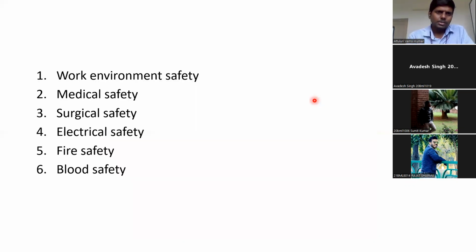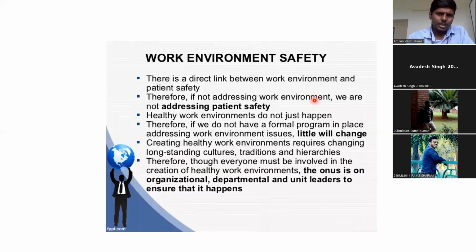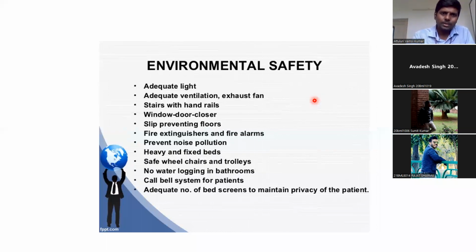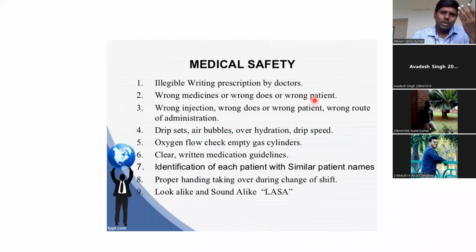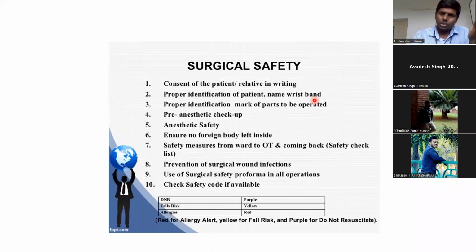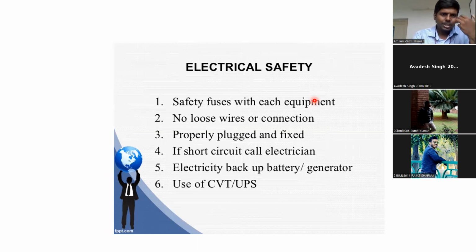So I need not discuss much about all these individual safeties, right? Environmental safety means it should be well ventilated, well illuminated, the floor should be clean, with fire extinguishers, everything. Then medical safety: properly admitting the patient and taking his data into the lab. Then surgical safety: you should do surgery on the right patient, not on everyone, right? Then electrical safety: no loose connections, no sparking plugs, nothing.